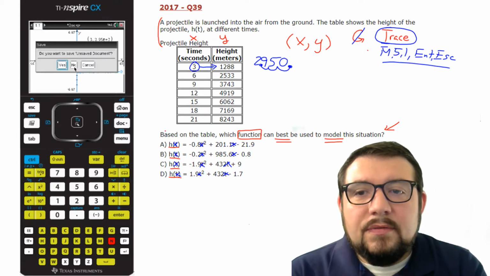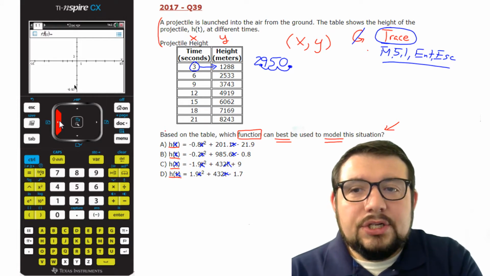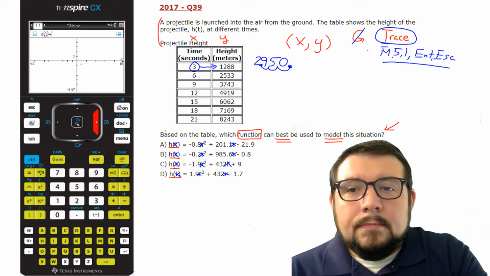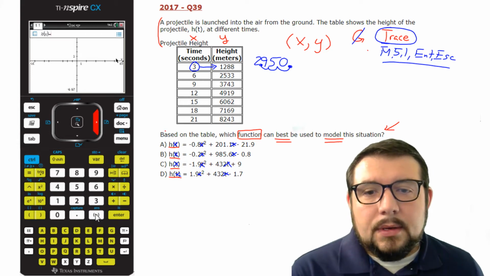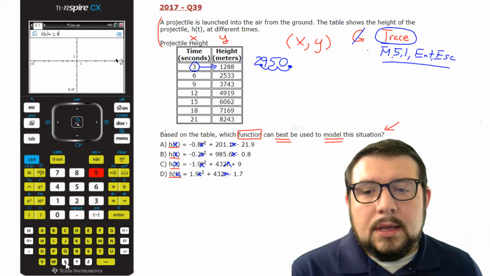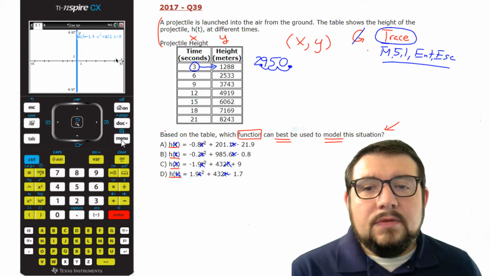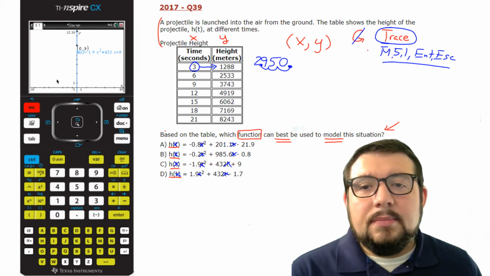Control N. We'll put no. We go to the graph. We go back. We change F1 to the letter H. And here I have my third equation. Then I'm going to just copy it in: negative 1.9 x squared plus 432 x plus 9. And then I do my trace. Menu 5, 1, enter, escape.